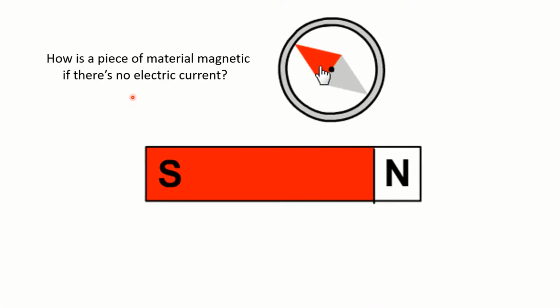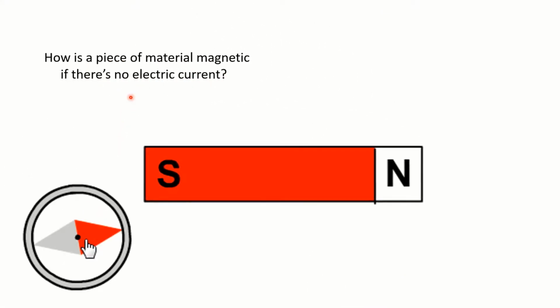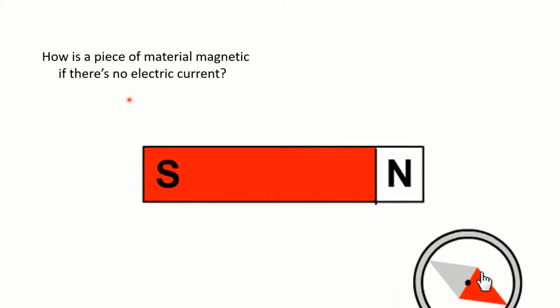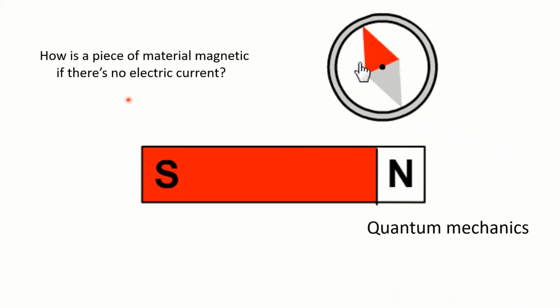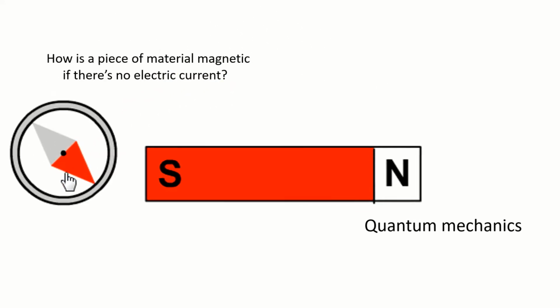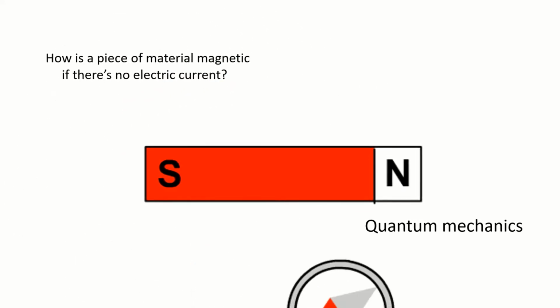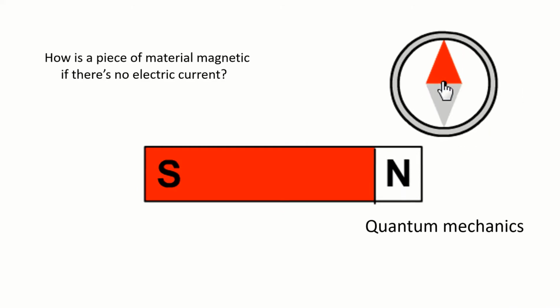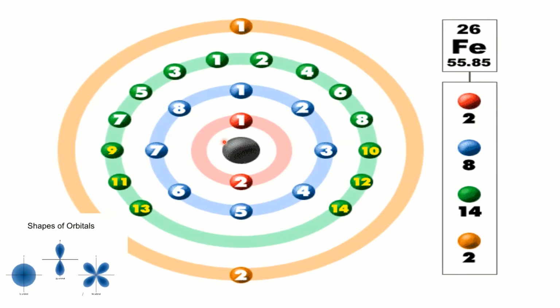How is a piece of material magnetic if there is no electric field? The reason behind this is quantum mechanics. To understand how something like this can be a magnet, we need to look closer. For that, we are taking an iron atom.